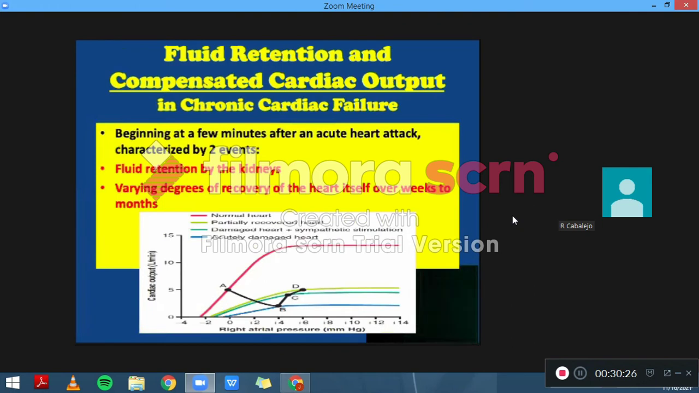After the first few minutes of an acute heart attack, a prolonged, semi-chronic state begins, characterized mainly by two events. First, retention of fluid by the kidneys, and second, varying degrees of recovery of the heart itself over a period of weeks to months. This is illustrated by the light green curve in this figure, point D.